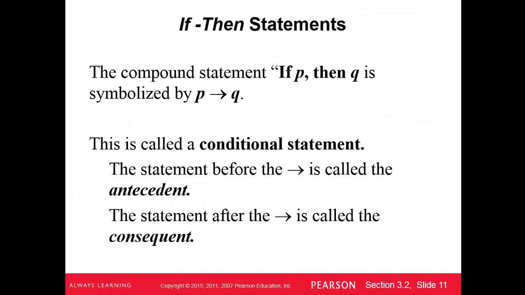An if-then statement is denoted when you see this arrow. This is what's called a conditional statement. The part that comes before the arrow is called the antecedent. That's the part that has to happen, and then the consequent follows. So if P, then Q.